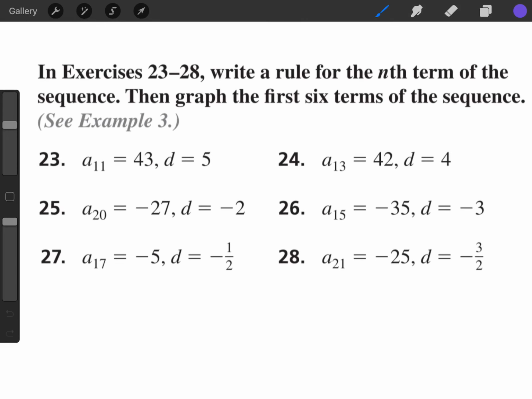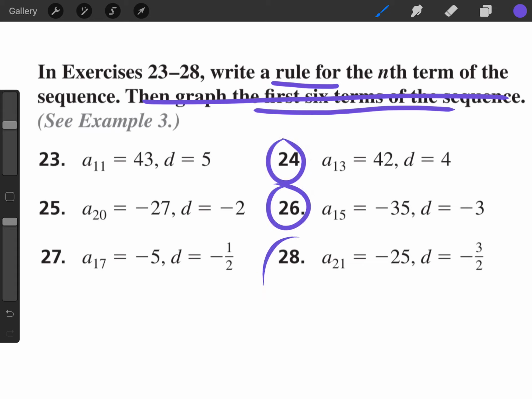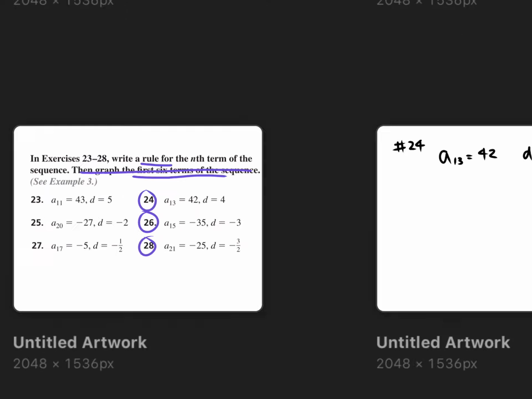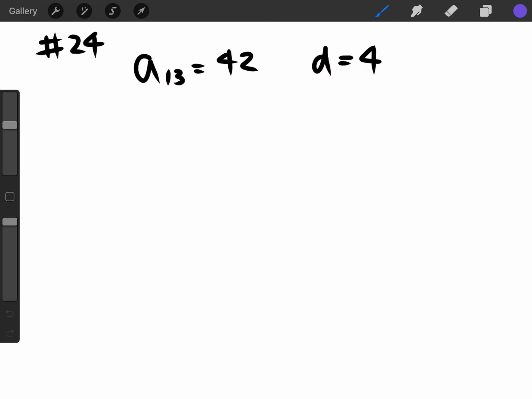Okay, so the next one is that you kind of have to find the rule. Okay, but you have to graph the first 6 terms of the sequence and don't even worry about this. Okay, so I'm going to show you guys number 24, 26, and 28, all even numbers. Okay, yeah, this is a video, so if you don't like it, just skip it. Okay, you don't have to see all the examples.